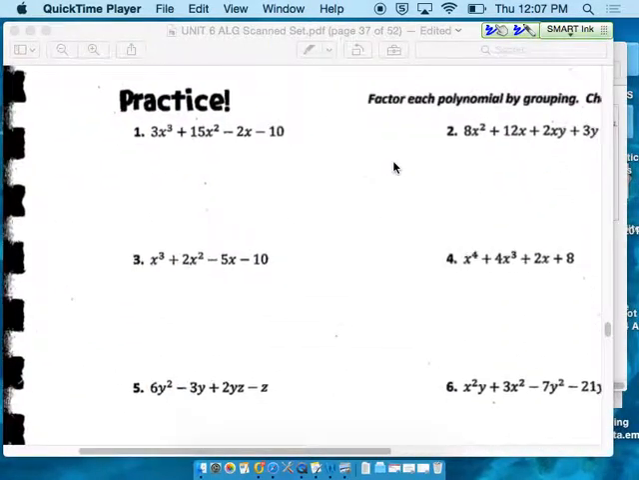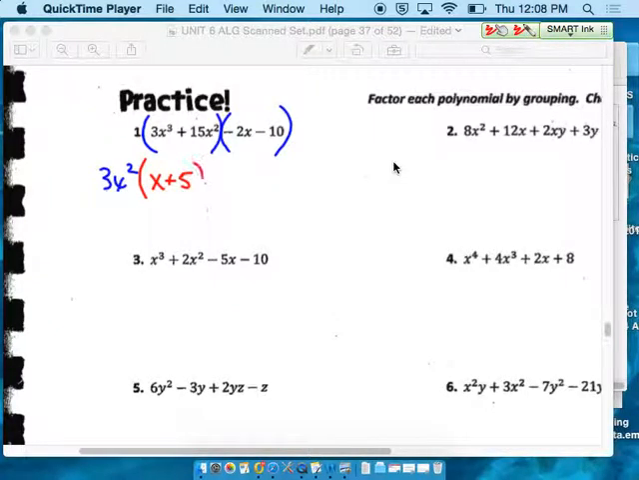Let's do number 1 on the next page. It's arranged in standard form. There is no GCF, so let's group this up. And here I have a negative sign, so I'm going to be very careful to place that negative sign inside my parentheses when I group up for that second binomial. When I look at the first grouping, 3x squared is common to both, and that leaves behind x plus 5.